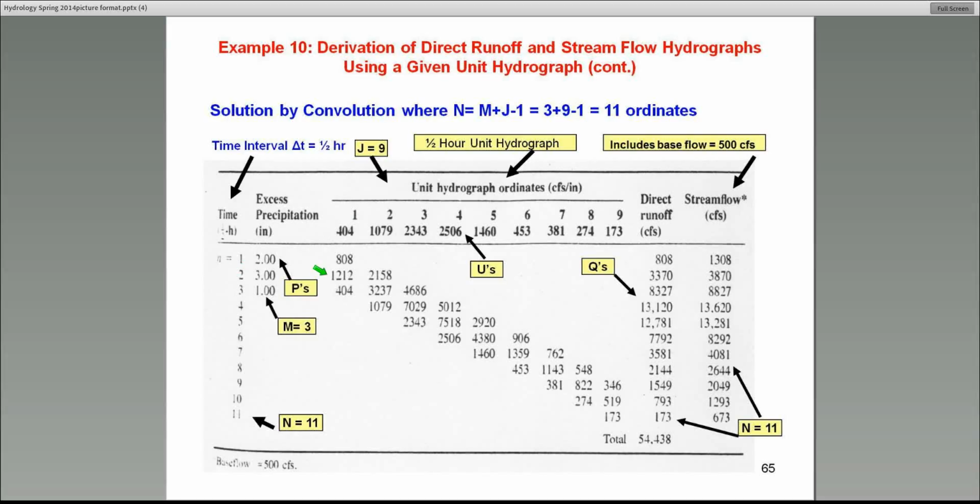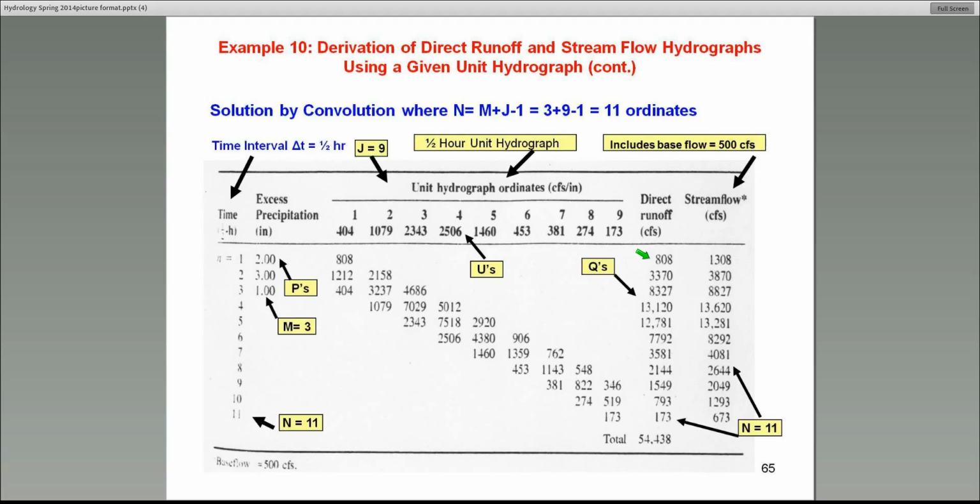Then do the same thing with the second unit hydrograph ordinate, but this time you lag it by half an hour because it comes half an hour later, in time period 2. So that's 2158, which is 2 times 1079. 3 times 1079 is 3237, and so on and so forth. Notice 1 times the unit hydrograph ordinate is the unit hydrograph ordinate itself, because 1 inch of rainfall excess should produce the same hydrograph. Go on doing this for all the unit hydrograph ordinates, each time lagging it like I've done in this table, and then add them across, and that will be your total direct runoff hydrograph when you sum them up.